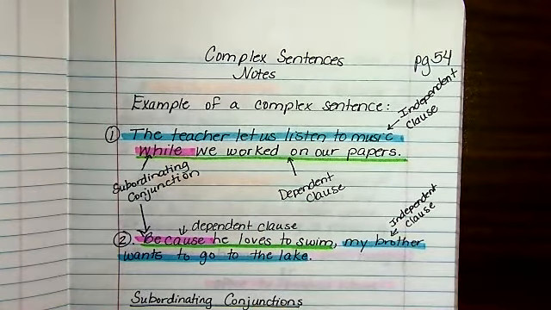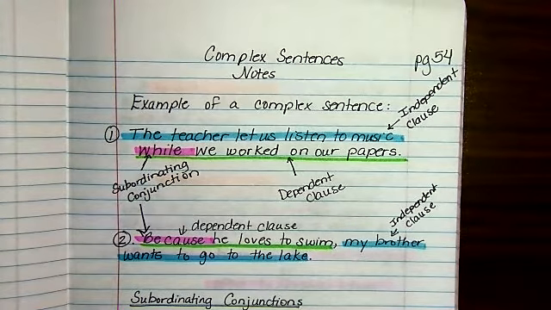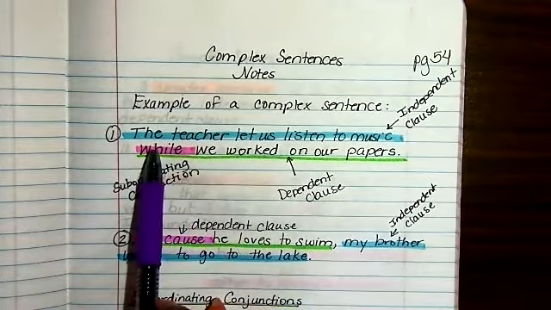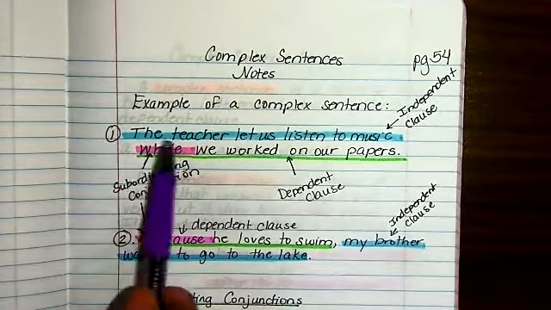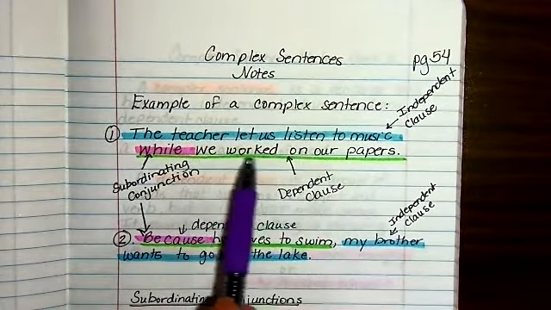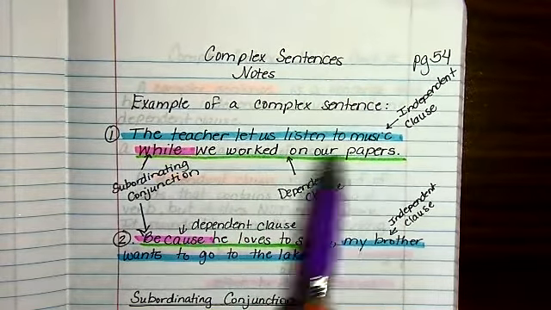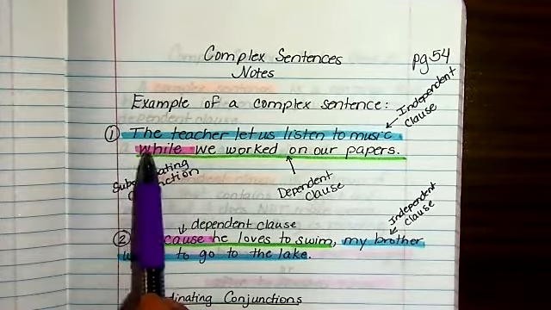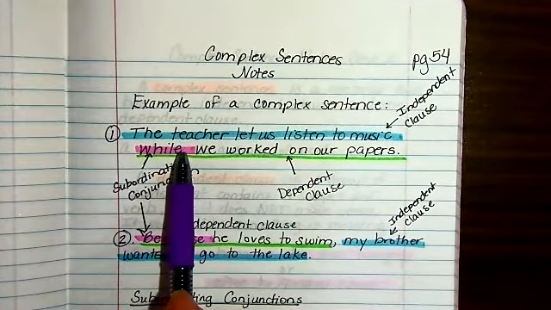So you have a little idea of what a complex sentence is. A complex sentence has an independent clause and a dependent clause. If you look at the first sentence, it's an example sentence. The teacher let us listen to music while we worked on our papers. I highlighted the word while because it is a subordinating conjunction.